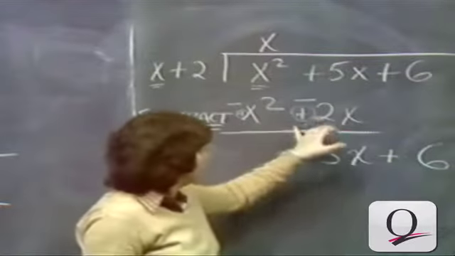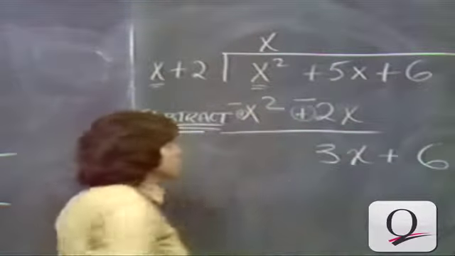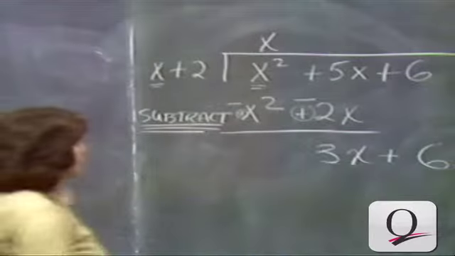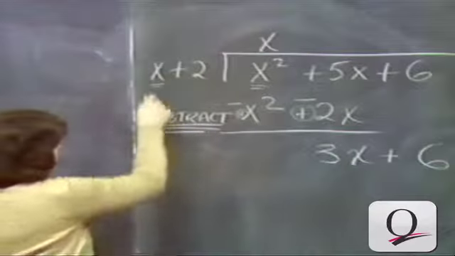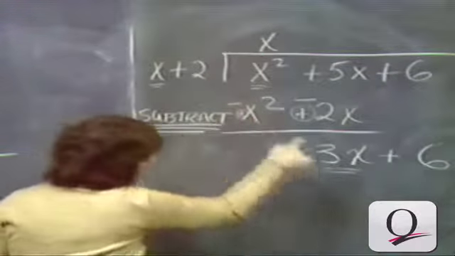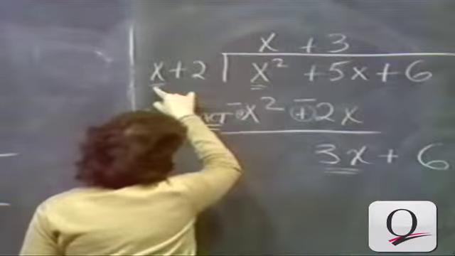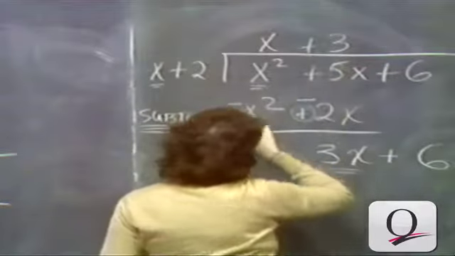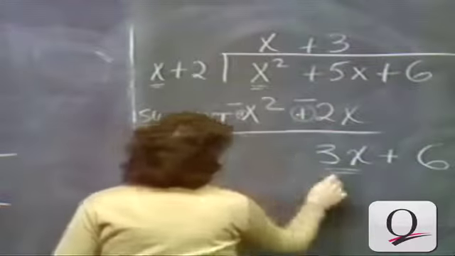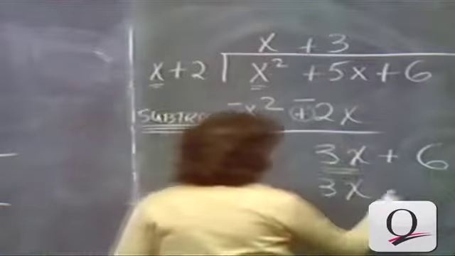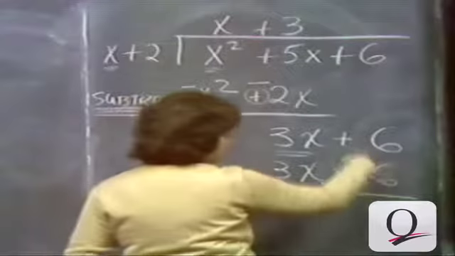So if you can do it in your head, fine. If not, feel free to circle or cross out the signs that were there. Change the signs to the opposite and add. Okay, now we've subtracted. We now bring down the 6, and we repeat the procedure. How many times does x go into 3x? Well, 3 times. 3 times x is 3x, okay? We have to multiply the 3 times the x plus 2, once again by the distributive law. 3 times x gives you 3x plus 3 times 2, which is 6. And we subtract. The 3x's cancel each other out, and the 6's cancel.